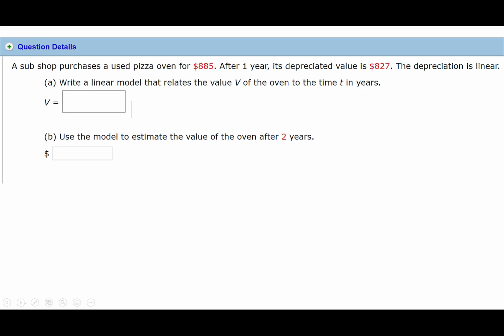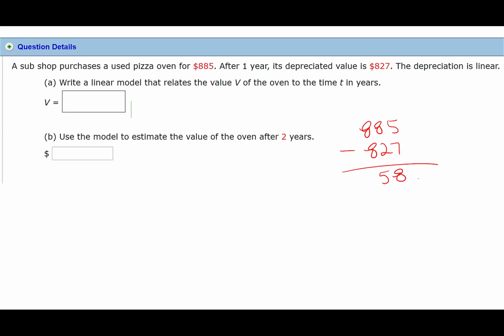Okay, next question says a sub shop purchases a used pizza oven for $885. After 1 year, its depreciated value is $827. The depreciation is linear. Then it asks us to write a linear model that relates the value V of the oven to the time t in years. We need to figure out the value that was lost in that first year. That's a simple subtraction problem. 885 minus 827 is 58.